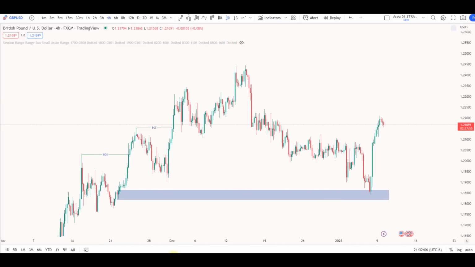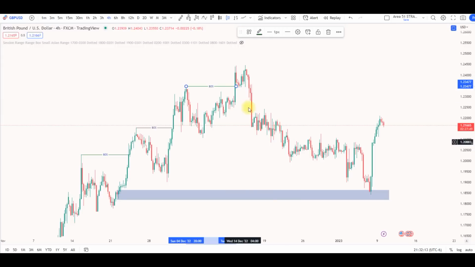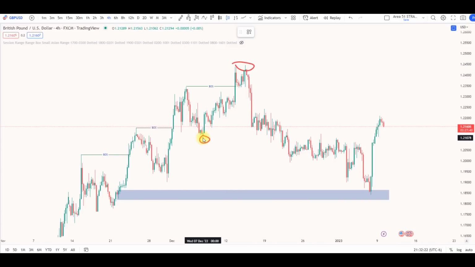You also see the market just breaking the structure to the upside, creating higher highs, higher lows, and this is our last higher high and our last higher low. After that, what we have is a change of character. Once this higher low is violated, the market reversed and started creating lower highs, lower lows, breaking structures to the downside. We have a change of character here.